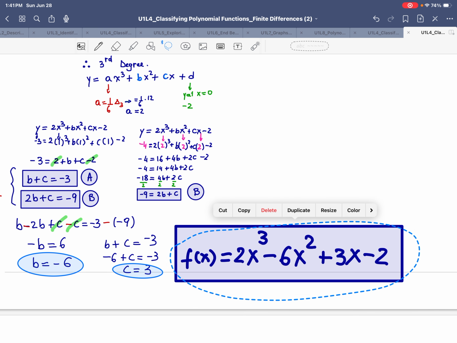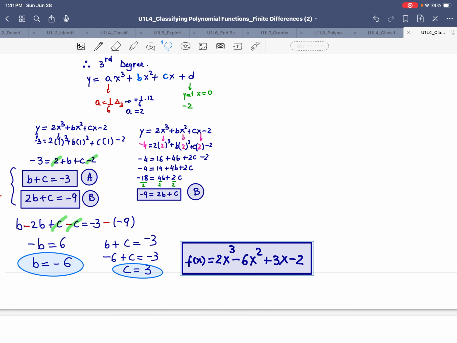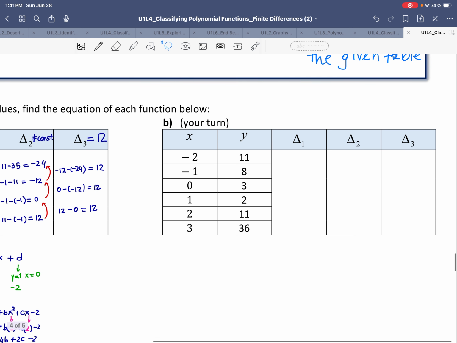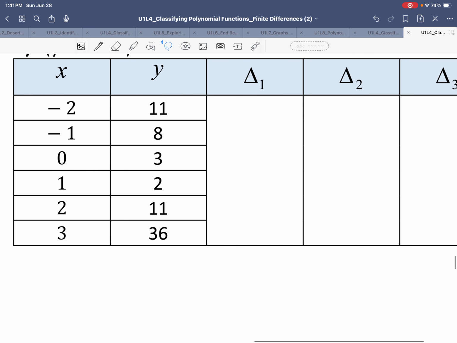There is another example that you can look up on your own if you wish. And we have a table of values in here. It's very similar to what we just did. We're going to do this a little bit faster. So what we have in here is x values between negative 2 to positive 3. And we are going to find the first differences.